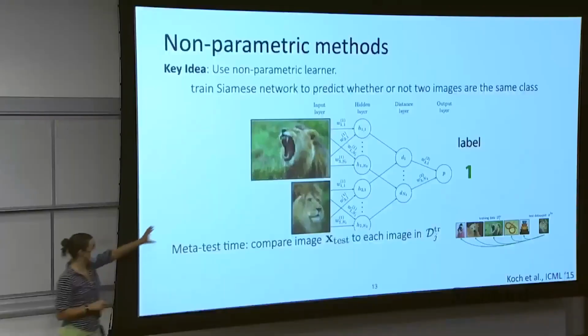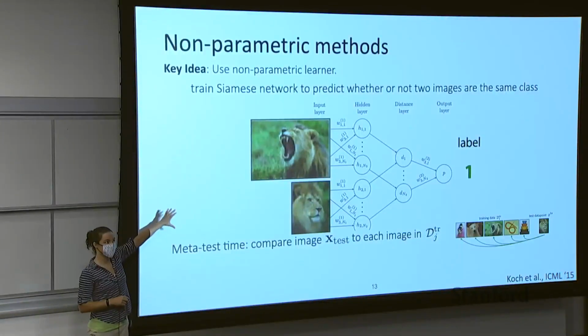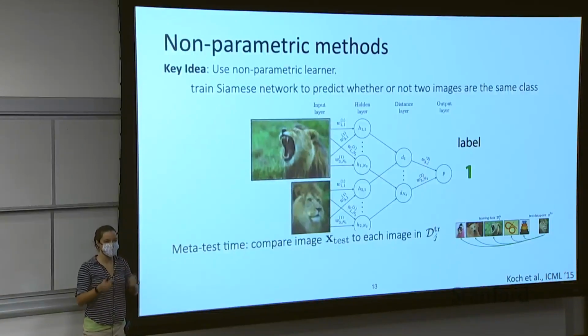Yeah? So the Siamese network that predicts if 2 images are in the same class, is that trained separately before the meta-learning process, or is that trained along with the meta-learning process? So training the Siamese network directly corresponds to the meta-training process, essentially. And then at meta-test time, you deploy that classifier to run all these comparisons.